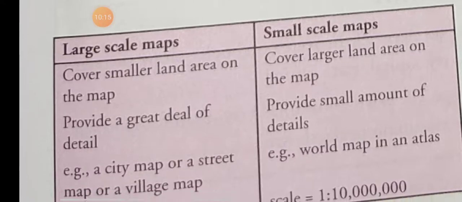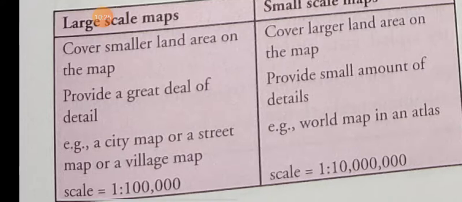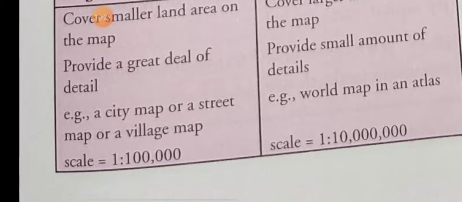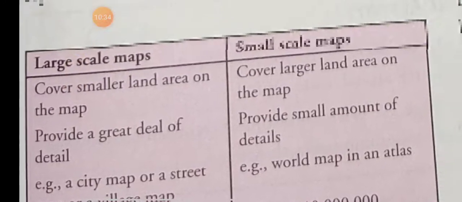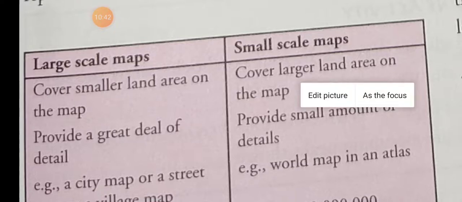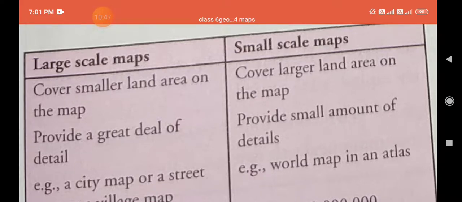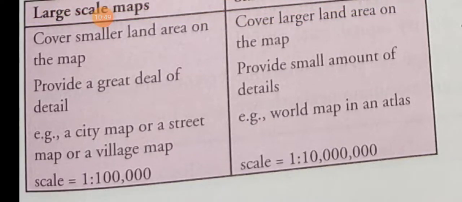And here is given the difference between a large scale map and a small scale map. Large scale maps cover a small land area on the map and provide a great deal of detail, for example, a city map, a street map or a village map. Small scale maps cover a larger land area on a map and provide a small amount of detail, and the world map in an atlas is an example.